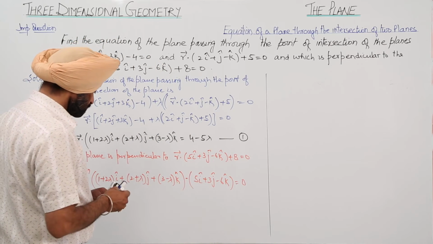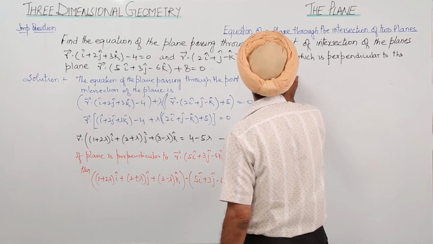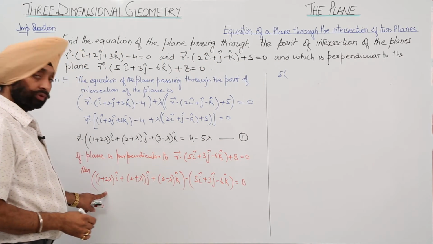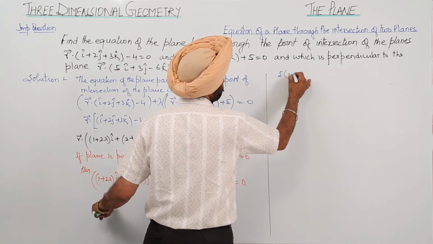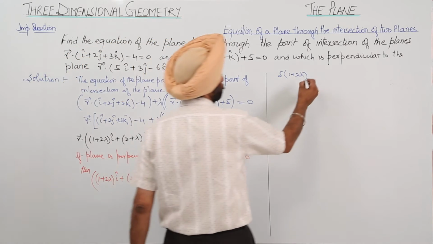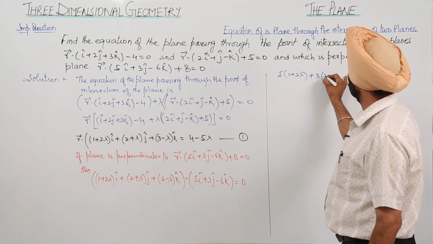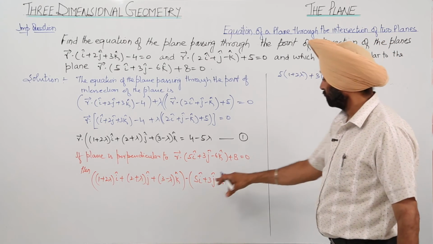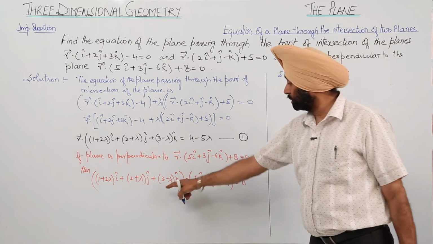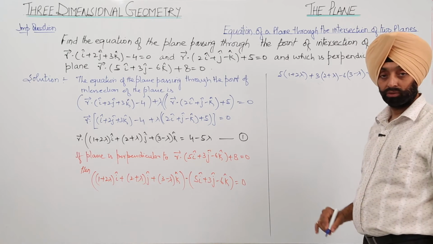Is it clear? So now solving this part, 5 with (1 plus 2 lambda), plus 3 with (2 plus lambda), minus 6 with (3 minus lambda) is equal to 0. Okay.